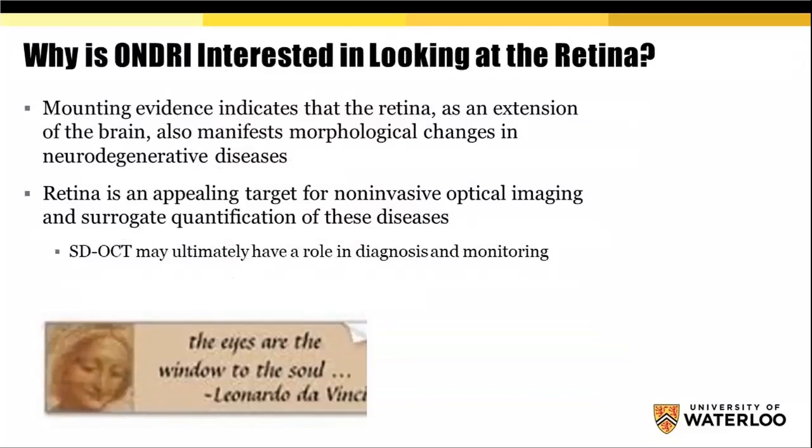So why is Andre interested in looking at the retina? The evidence is mounting that the retina basically is an extension of the brain. It also manifests morphological changes in neurodegenerative diseases, as well as the brain. The retina is an appealing target for non-invasive optical imaging and the surrogate quantification of these diseases. Basically, I feel very strongly that the retina may ultimately have a role in diagnosis and monitoring of these diseases.